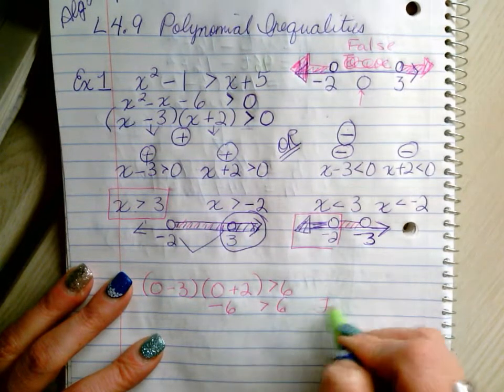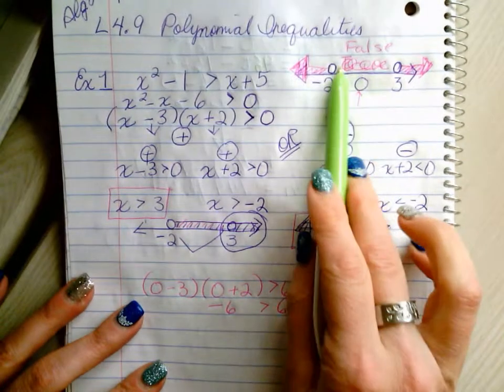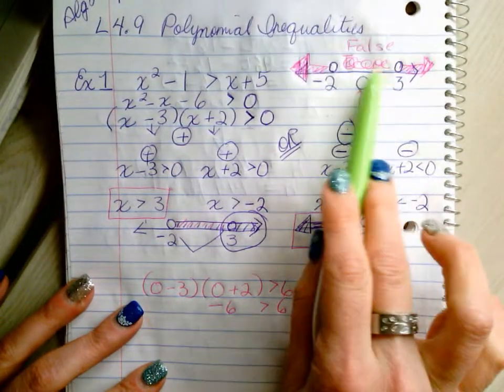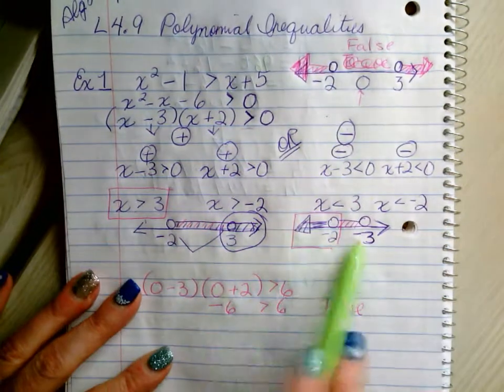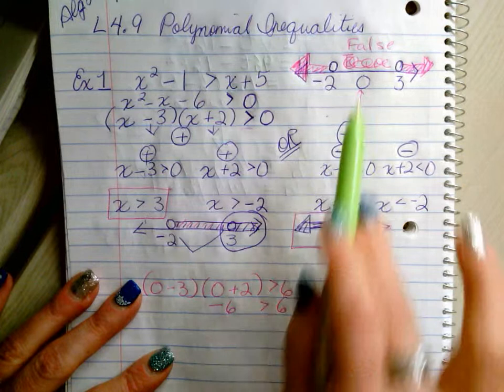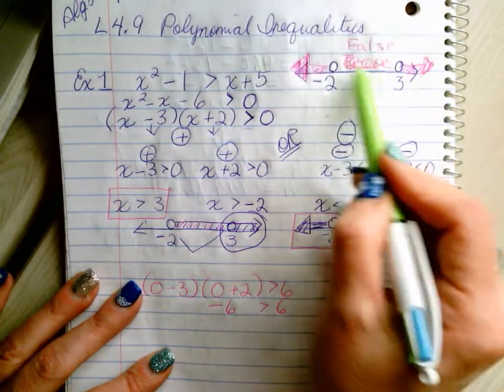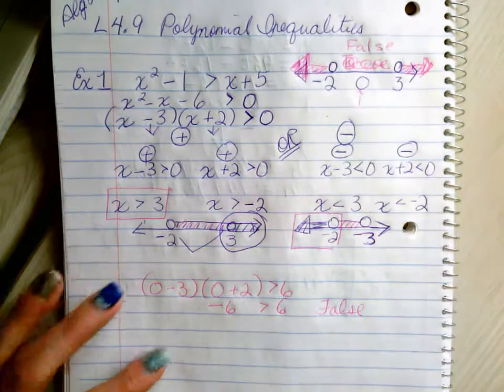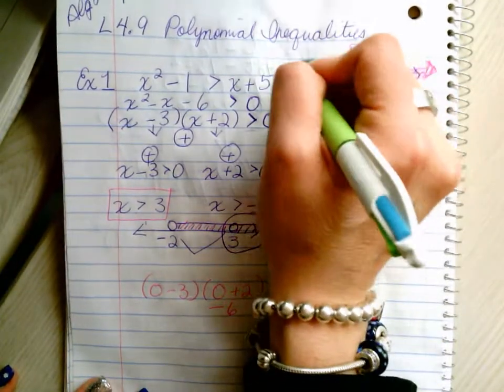Greater than 6. Okay? Do you guys see how I tested one that wasn't shaded? Since it wasn't shaded, that means I did not believe it was true based on what I felt. Okay? I tested 0 and confirmed that 0 is not true, therefore the stuff in between is not true. So I have indeed shaded this correctly. Okay?